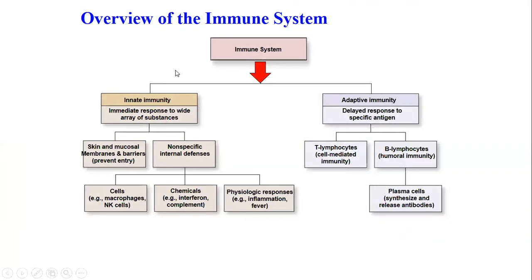Look at the overview that we saw in the last video. The innate immunity, we spoke about it in detail. This time we will explain the adaptive immunity or delayed response to specific antigen, which is affected by T lymphocytes and B lymphocytes.